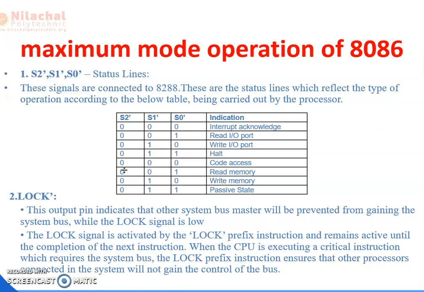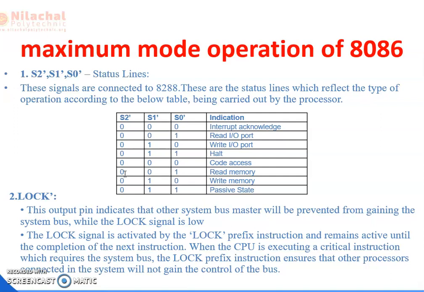So when S2, S1 and S0 are all 0, it is interrupt acknowledge. When S2 is 0, S1 is 0 but S0 is 1, it is read IO port. When S2 is 0, S1 is 1 and S0 is 0, it is write IO port. When S2 is 0 but S1 and S0 are both 1, it is halt.